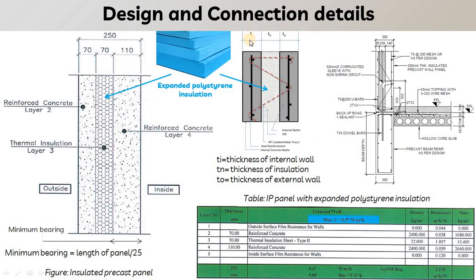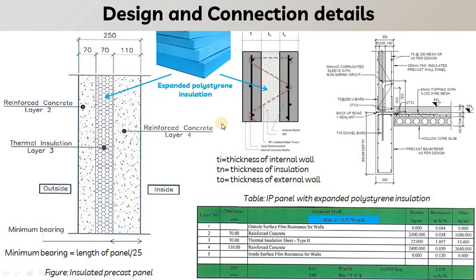Here you can see TI is the thickness of the internal wall. In our case the internal side is 110. Tn is the thickness of insulation, that is 70 mm, and we have To, that is the thickness of the external panel, that is in our case also 70 mm.